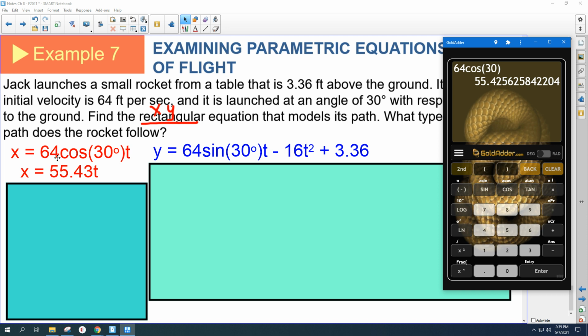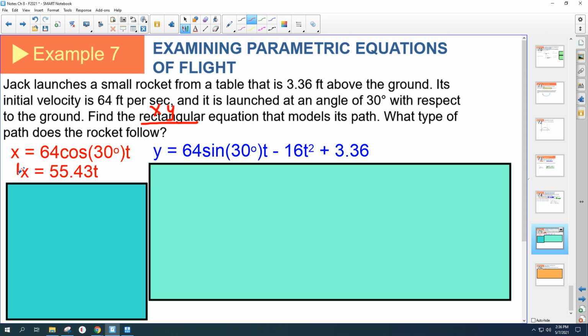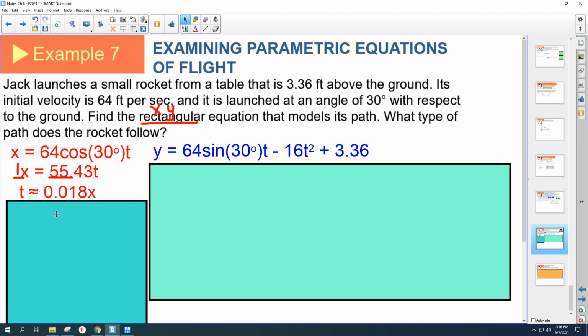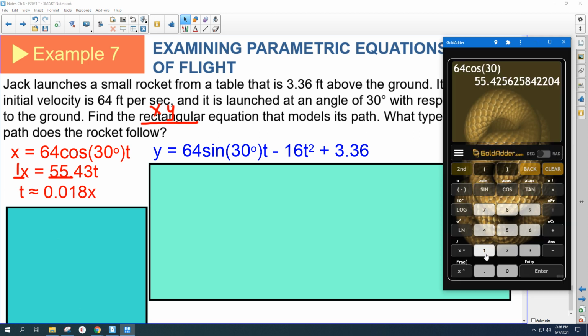We want to take this equation. All I did was 64 cosine 30 was this. I want to isolate the t. So I'm going to divide both sides by 55. Imagine if this was a 1, you're going to divide both sides. So it's basically going to be 1 divided by that 55 number. And if you take 1 divided by that 55 number, you get about 0.018 or so. So t is about 0.018. And we're going to plug that into this equation over here.